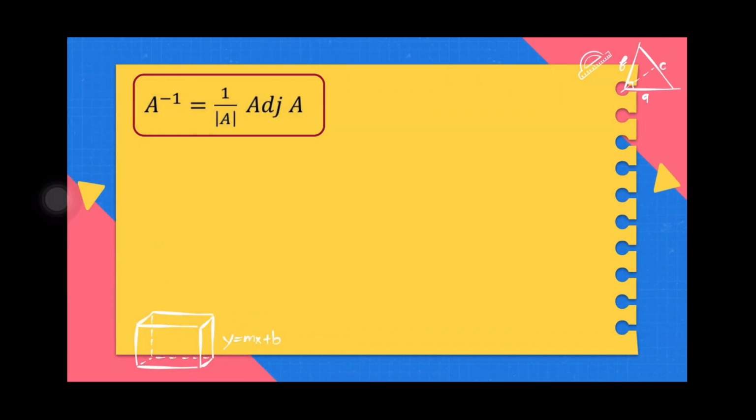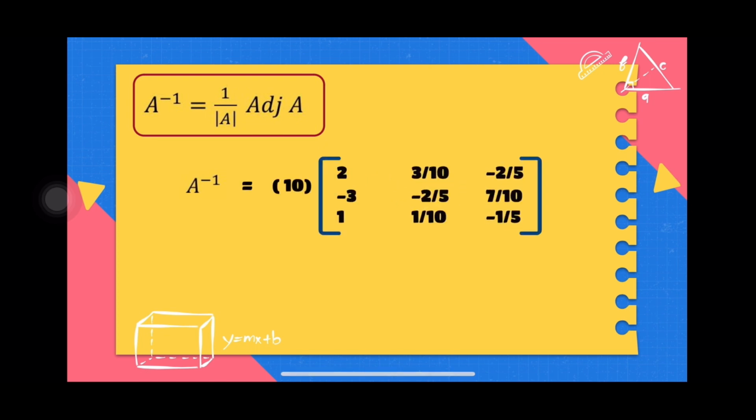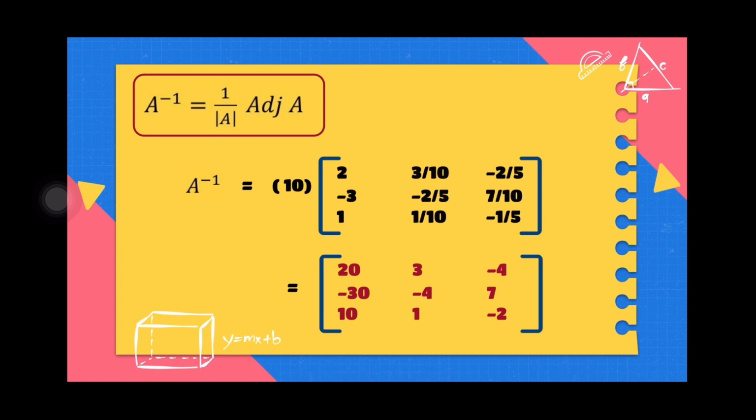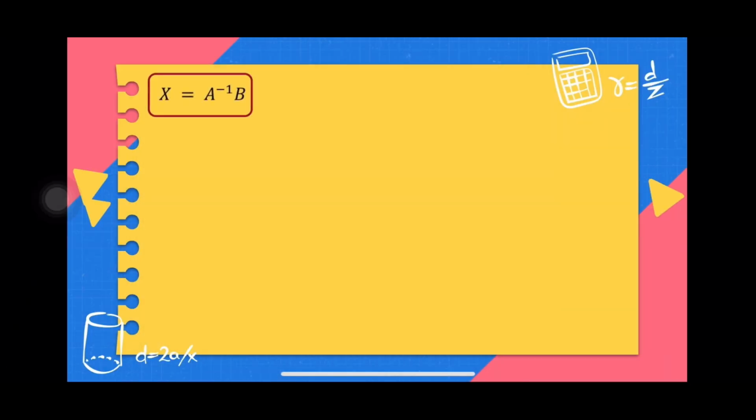So now we can substitute the determinant of A and adjoint A into the equation of inverse A equals to 1 over determinant of A multiplied with adjoint A. Thus, inverse of A equals to the matrix of 20, 3, negative 4, negative 30, negative 4, 7, 10, 1, negative 2. Finally, after finding the inverse of A, we now can find the unknowns with the equation of x equals to inverse A, B.